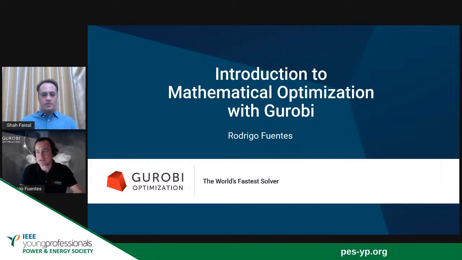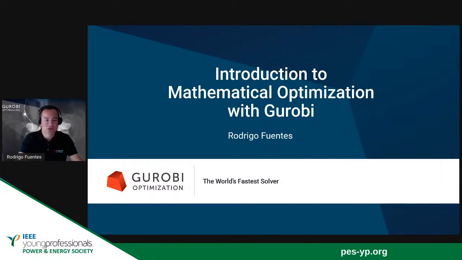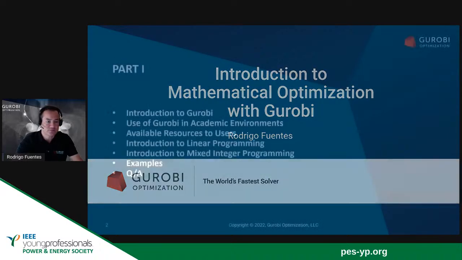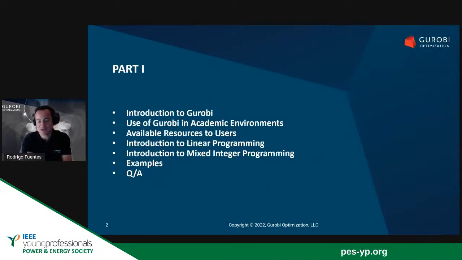So let's get going. As I said, we have two parts in this tutorial. We're going to introduce Gurobi as a solver. We'll talk about how Gurobi can be used in academic environments, what resources are available to users in academic environments, and then we'll talk about both linear programming and mixed integer programming. We'll have an example and a Q&A section.